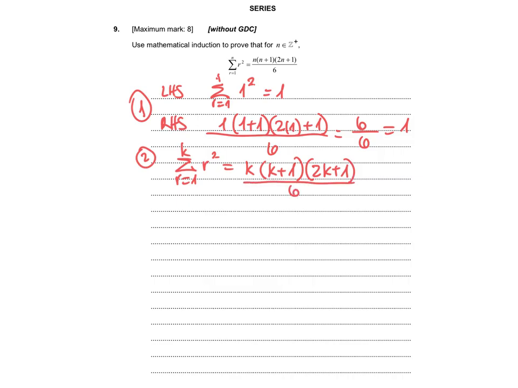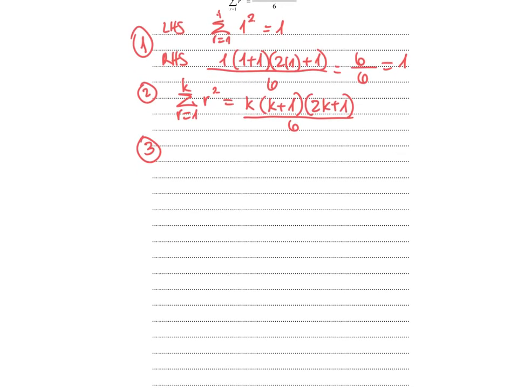Okay, now we need to show it's true for n equals k plus 1. So we have the sum from r equals 1 to k plus 1 of r squared. Remember, we can separate this: we go from r equals 1 to k of r squared, and we have taken away the k plus 1 term. So we're going to have to add that on when we substitute k plus 1 into r. All right, and then this is equal to this thing.